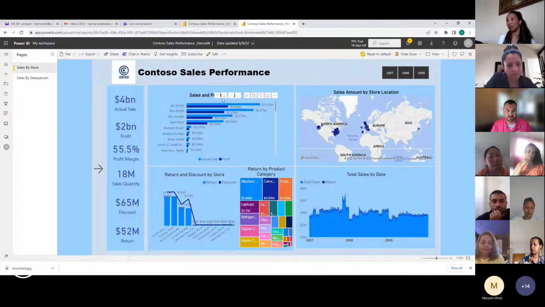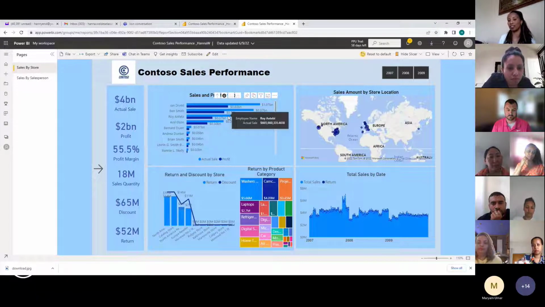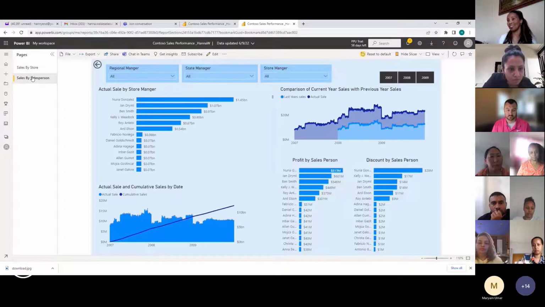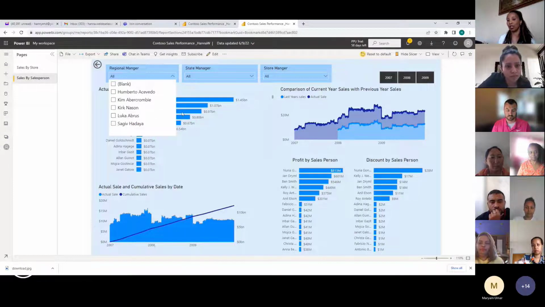The report also has a drill feature. So each manager can go to the lowest level and see who has the highest sales or profit, and all the details, all the KPIs in this dashboard. Here is the report by store manager, and again each manager can come here and choose his own name and see the performance of the people under him.